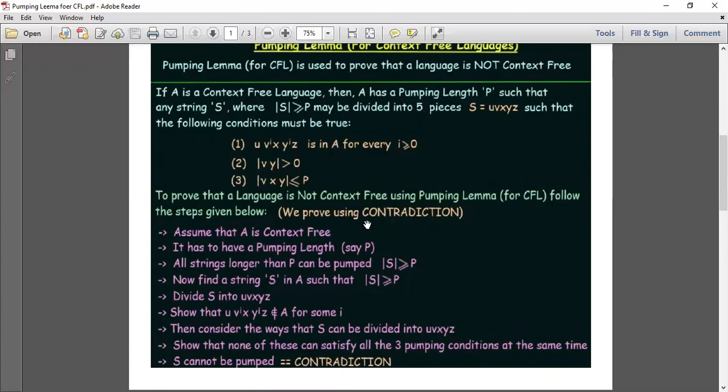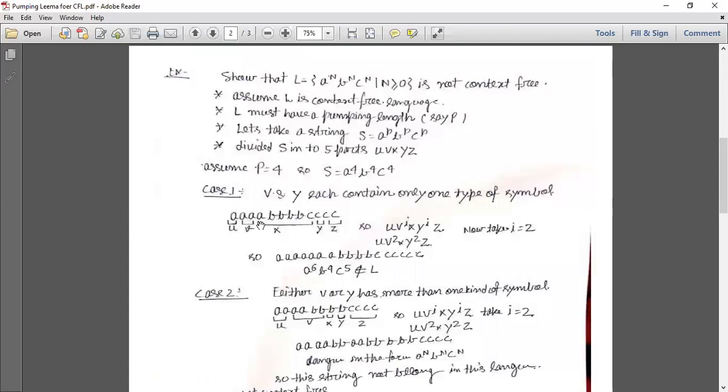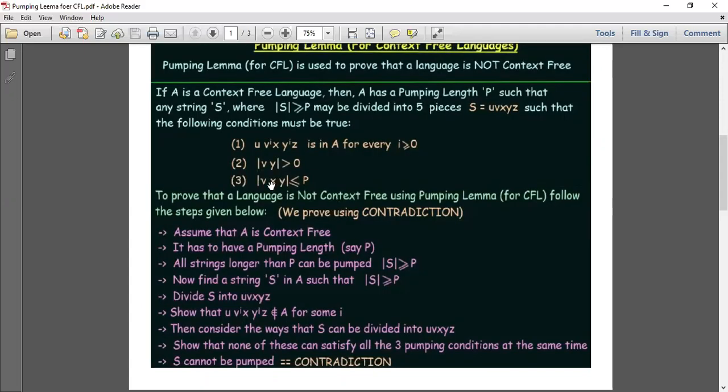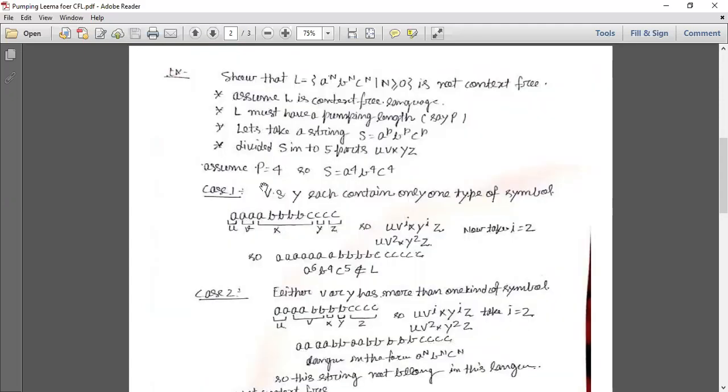Now we take care of condition 3. Length of vxy. So we count 2, 3, 4, 5, 6, 7, 8, and 9. So the length of vxy is 9, and it should be less than or equal to the pumping length p. So that is false. 9 is less than or equal to 4? That condition is false. So condition 1 and condition 3 are false. So this language is not a context-free language. Right? I hope this point is clear.